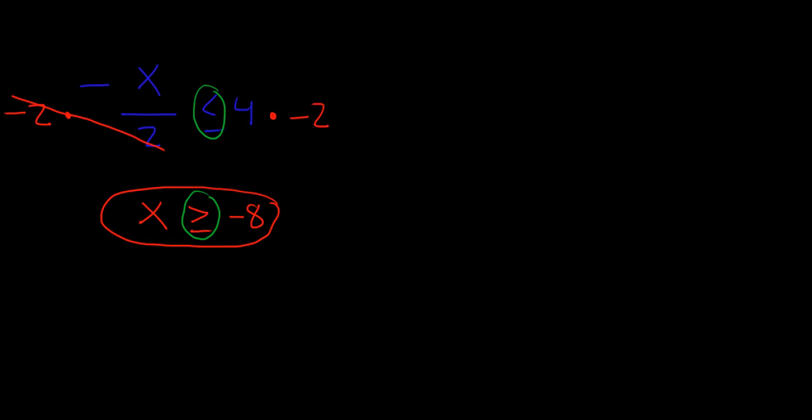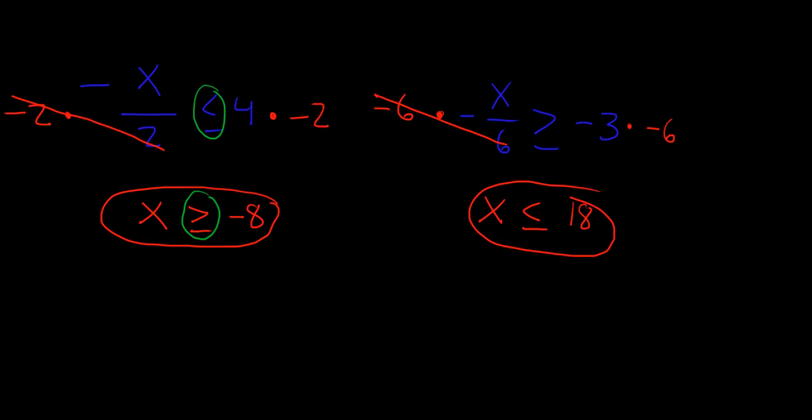Let's try one more example. Negative x over 6 is going to be greater than or equal to negative 3. Once again, I'm going to multiply by negative 6 because I need to get the x all by itself. So x is now going to be less than or equal to, and then multiply this side by negative 6, 18. X is going to be less than or equal to 18. Okay, and then as you can see, we've switched our inequality signs.